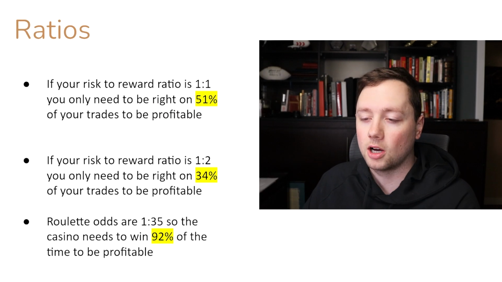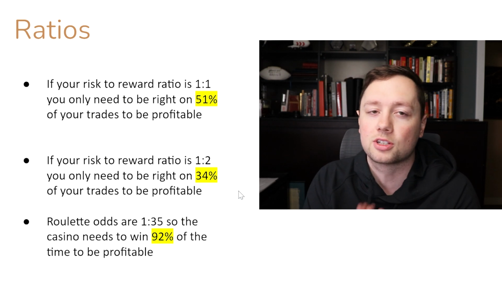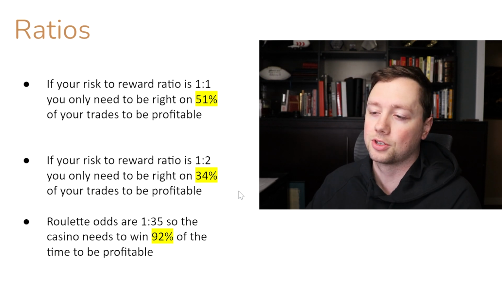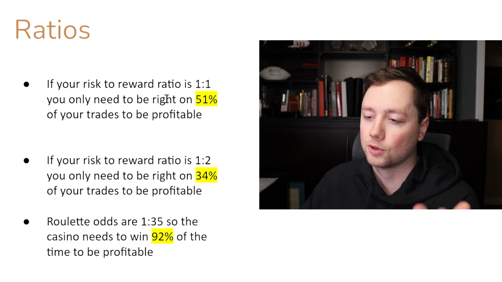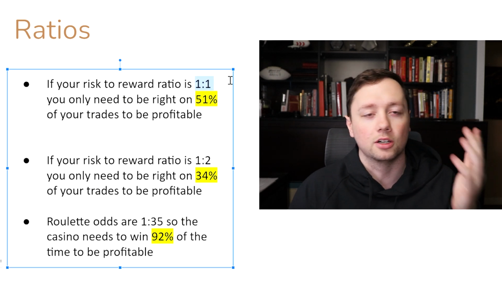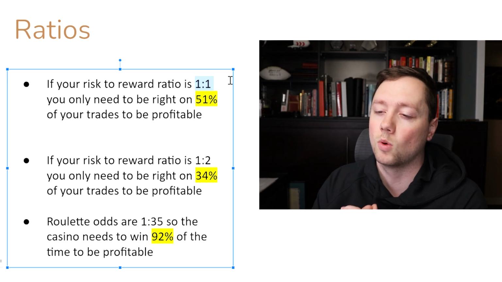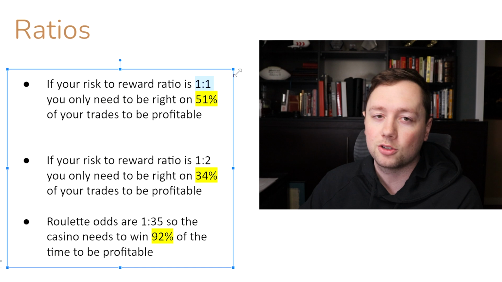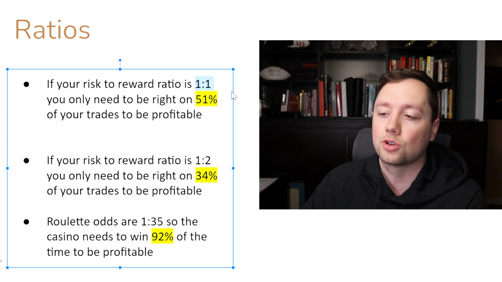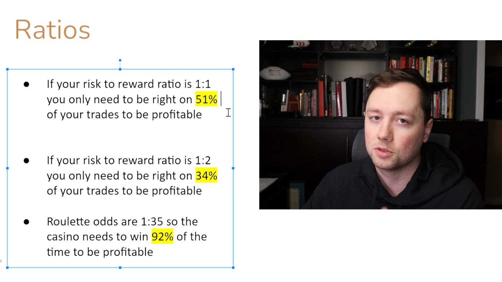Now, when it comes to the stop loss and these risk to reward ratios, it really just comes down to simple math. If your risk to reward ratio is 1-to-1, so for every dollar that you're going to lose you make a dollar, that means you have a 1-to-1 ratio. And if you can make trades like that, if you made 100 trades, you would only have to be right on 51% of those trades in order to be profitable.